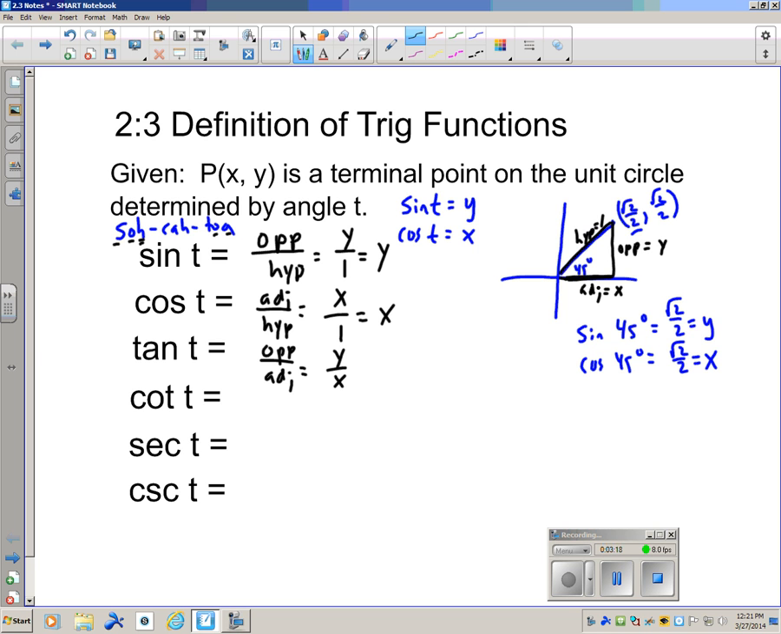Cotangent. Cotangent is just the reciprocal of the tangent. So we can either say 1 over the tangent, or if you look at your tangent, it says tangent is equal to opposite over adjacent. If it's the reciprocal, we can just flip that fraction and say it's adjacent over opposite. And the tangent is y over x, so our cotangent is just flipping that, and we get x over y.